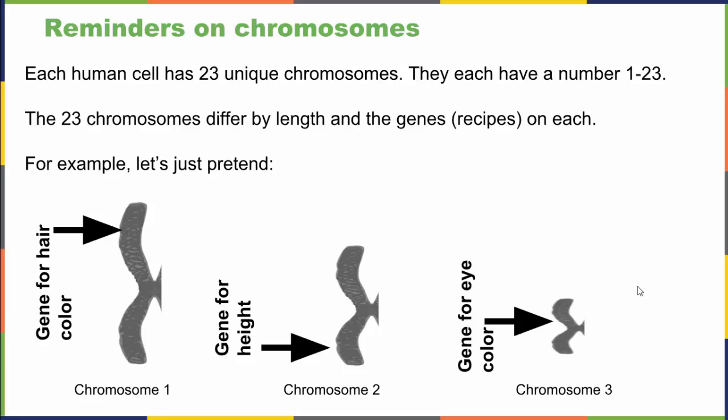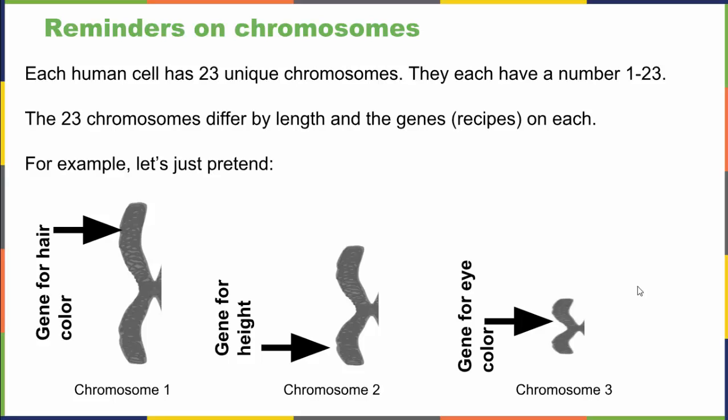And the chromosomes all have genes on them. There's just some examples here. These might not necessarily be true, I just made them up. But let's just say that chromosome 1 has a gene for hair color on it. We'll say that chromosome 2 in this scenario has a gene for height. And chromosome 3 has a gene for eye color. So remember, each chromosome has certain recipes that are always found on that chromosome.